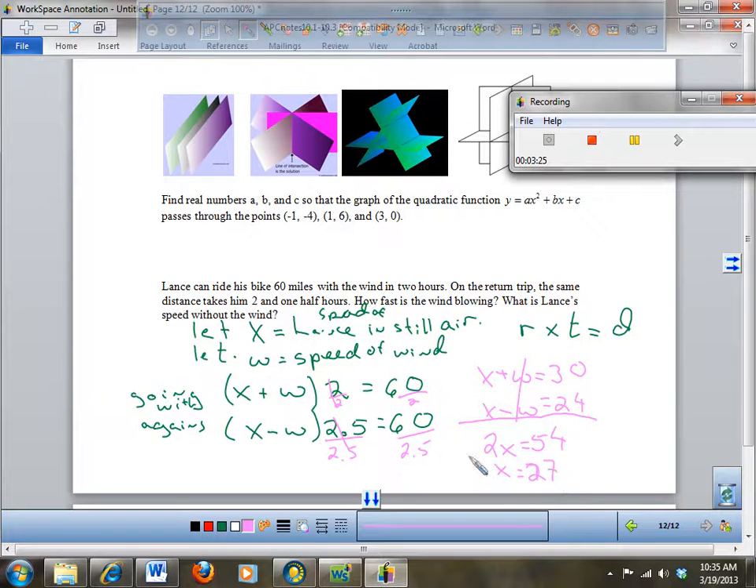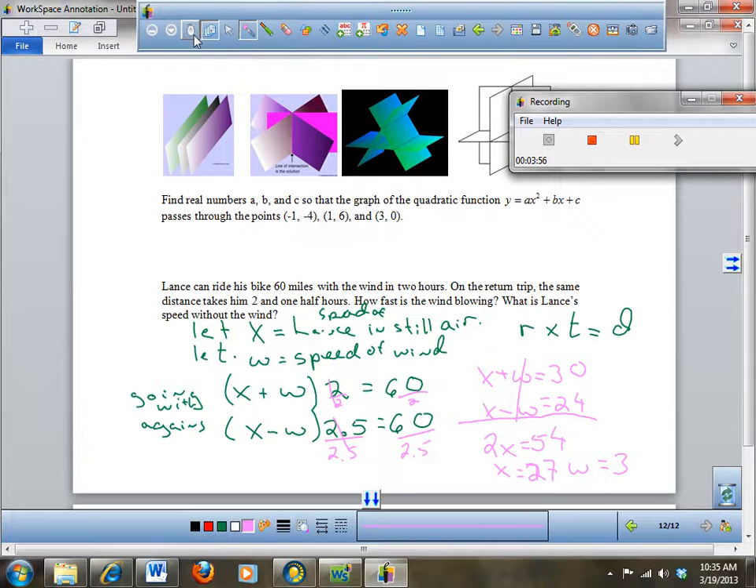So that's Lance's speed in still air, and since x plus w equals 30, the wind speed w would have to be 3, which makes sense, because 27 plus 3 is 30, and 27 minus 3 is 24. There you go.